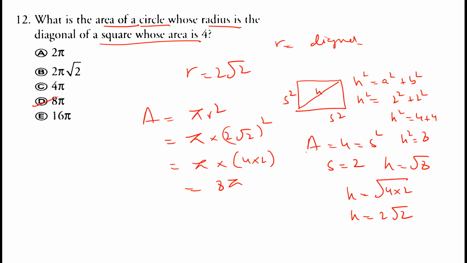And we can also say that h square is equal to 8. So h square, that is diagonal, will be equal to r square. So h square is 8, will also be equal to r square. So again, it would be 8 pi.